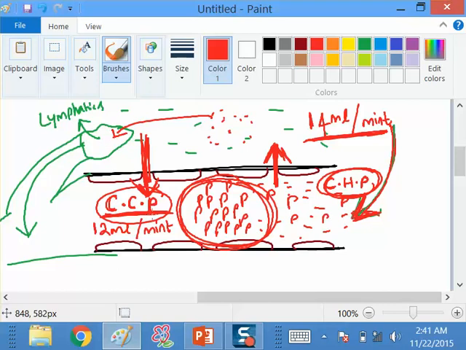Then how much fluid remains? Some fluid remains in the interstitium, that is drained by the lymphatics. Then that fluid again comes to the venous side, then again all the fluid goes to the heart. This is how the fluid exchange and the circulation happens. Any doubt in this?